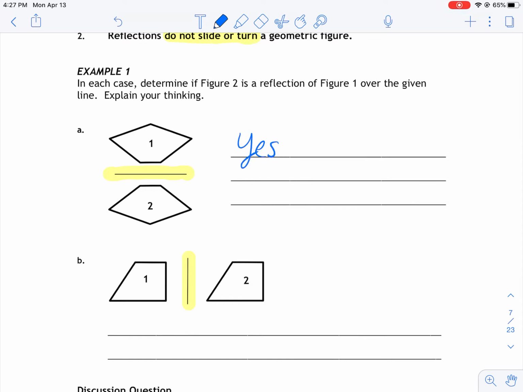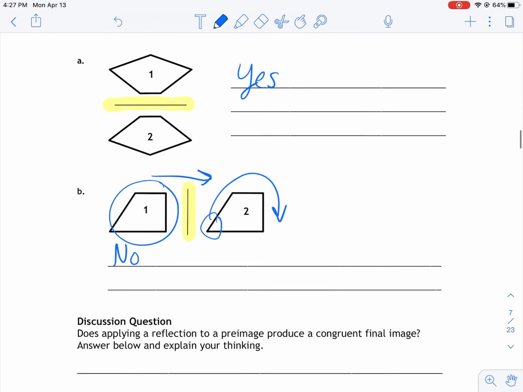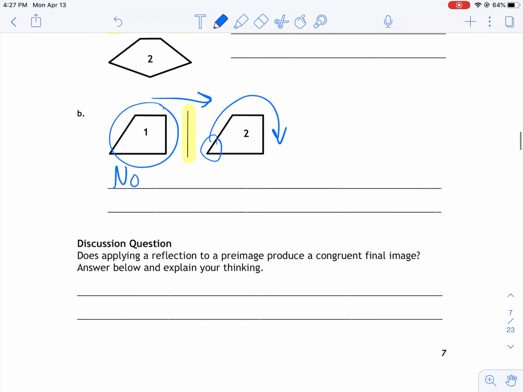Okay, so for problem A, you should have said yes, because figure 1 flips below to become figure 2. But for figure B, the answer is no. That is not a reflection, because that's a translation, because the figure didn't flip. If it flipped, the pointed end of the quadrilateral would have been over here on this side, and that's not what happened. So figure 1 just slid over to figure 2. It did not reflect over that line. So there is our introduction to reflections.